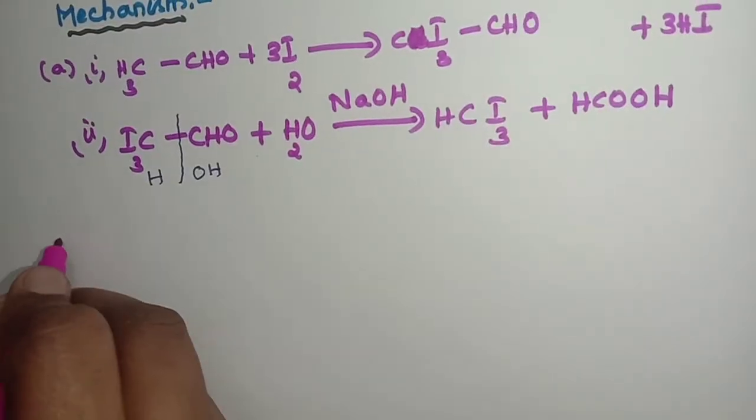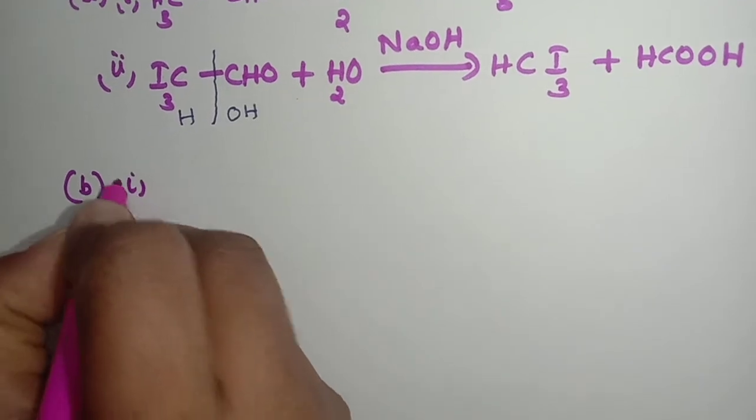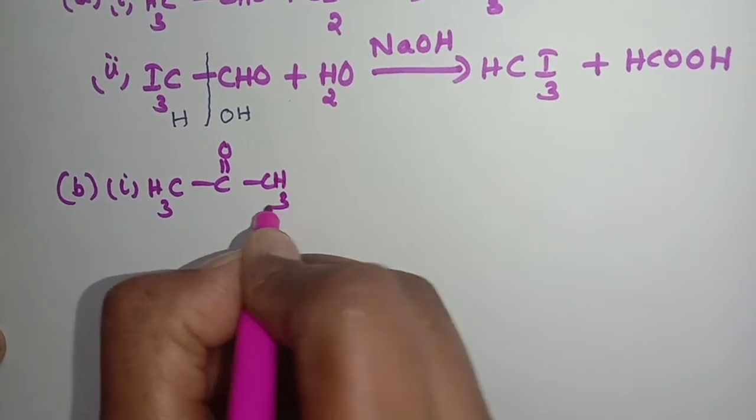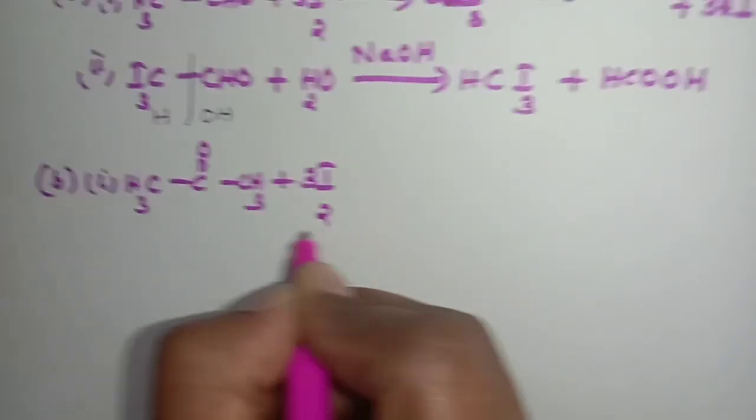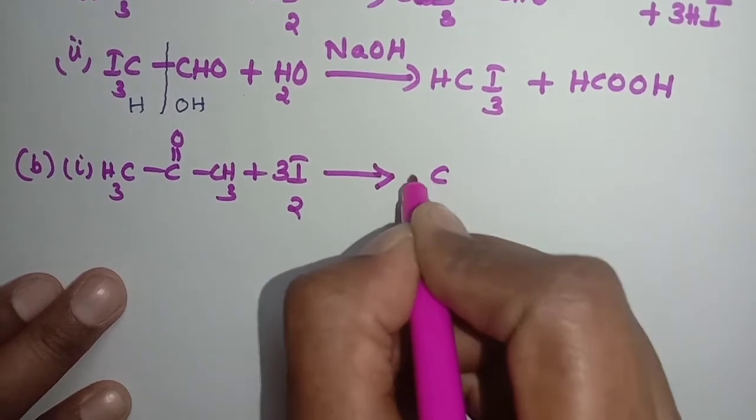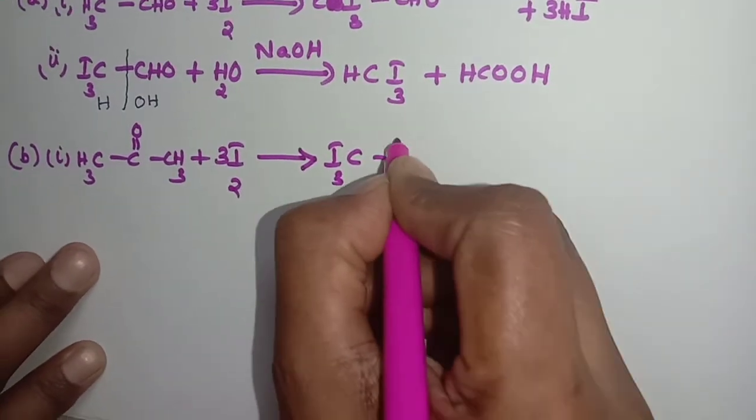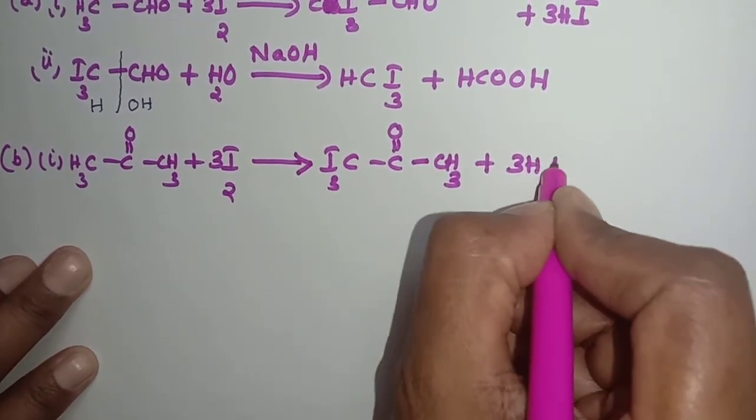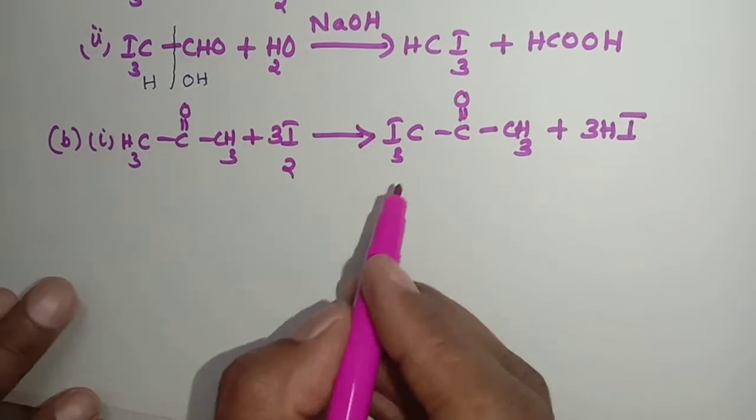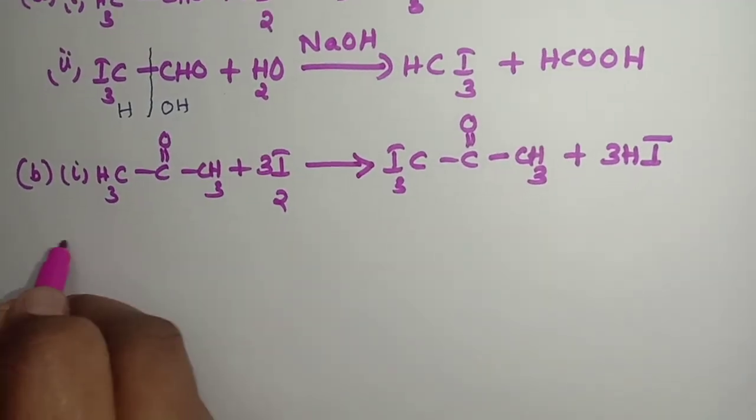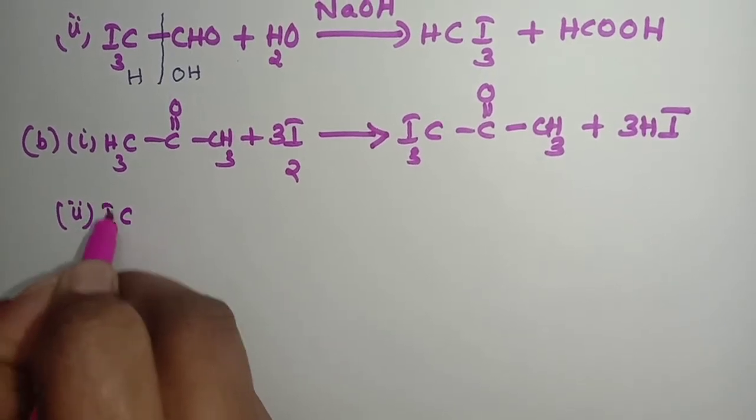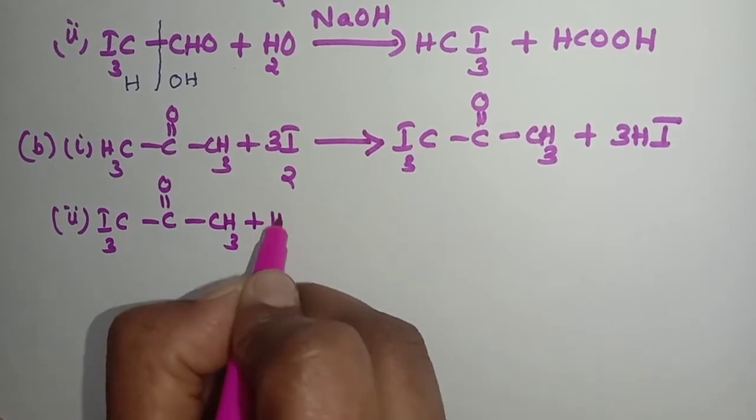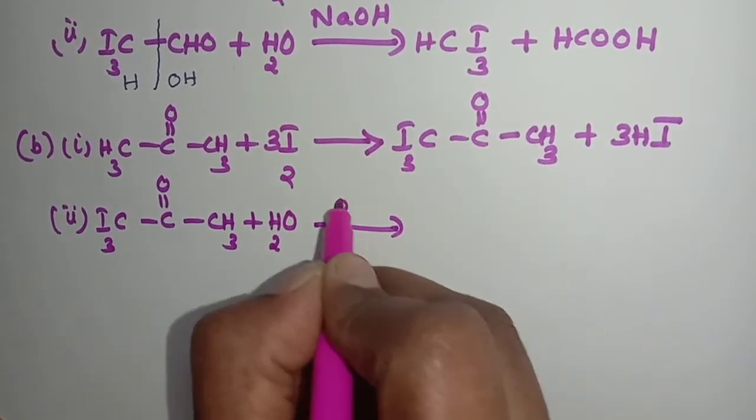Now taking ketone. First step, CH3 C double bond O CH3 plus 3I2 gives rise to CI3 C double bond O CH3 plus 3HI, as we have seen in the case of acetaldehyde. This is called triiodoacetone. In the second step, triiodoacetone undergoes hydrolysis with H2O in the presence of a base.